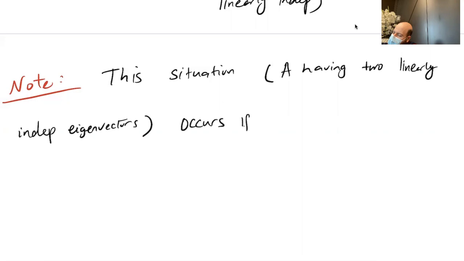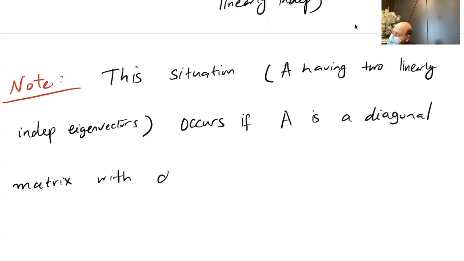Occurs if A is a diagonal matrix with diagonal elements lambda.